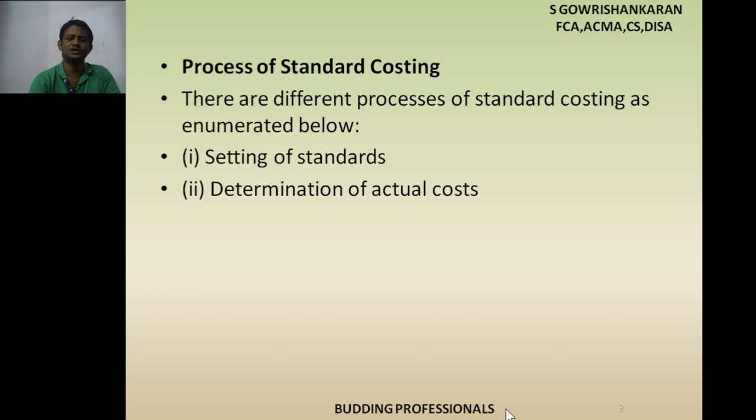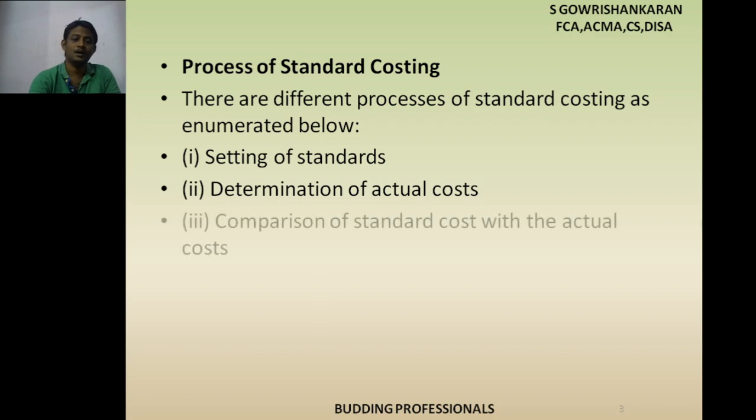Determination of actual cost. Once you set the standard, the next thing is you will spend, you will purchase material, you will make production, then that is the actual cost. Whatever you are spending is the actual one. Then comparison of standard cost versus actual. So you already set the standard and you also incurred the expenditure. Now you have to compare both. Why are you comparing? Then only you can do variance analysis.